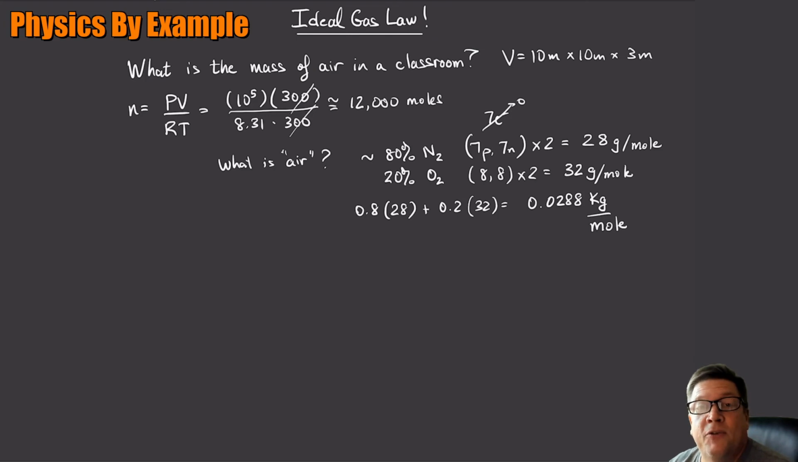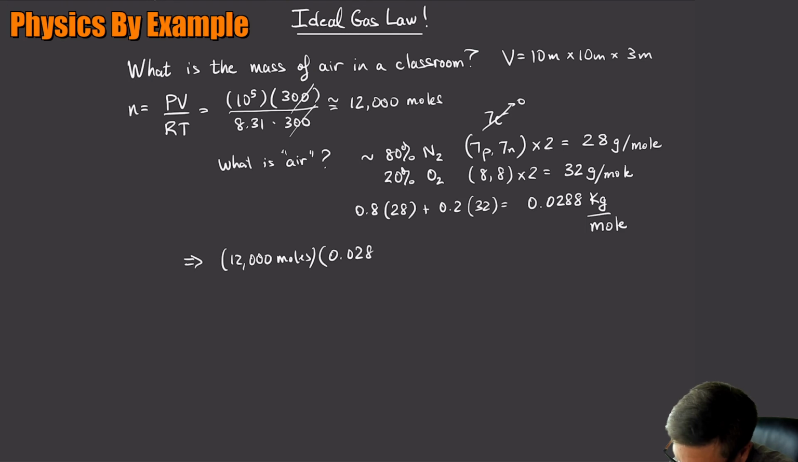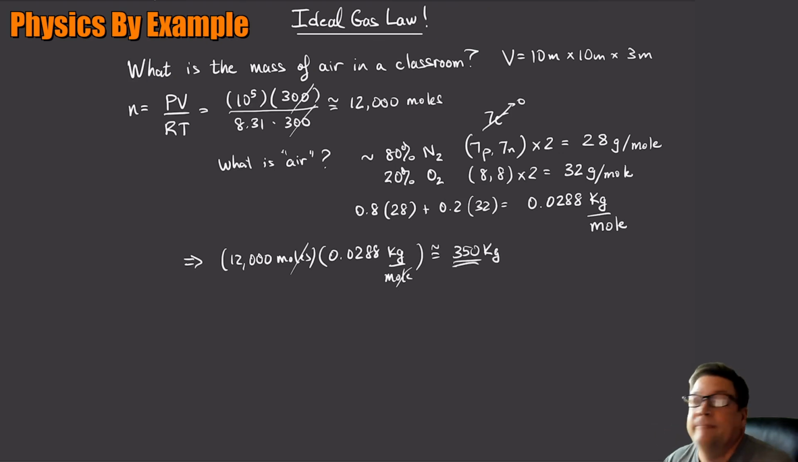Okay, if I have 12,000 moles and I have 0.0288 kilograms for every mole, then I'm kind of done. I just multiply those together. I'll show you how the units work out: 12,000 moles times 0.0288 kilograms per mole. The moles cancel, so I just get kilograms. 300 is about 350 kilograms. Wow, that's a little surprising to me.